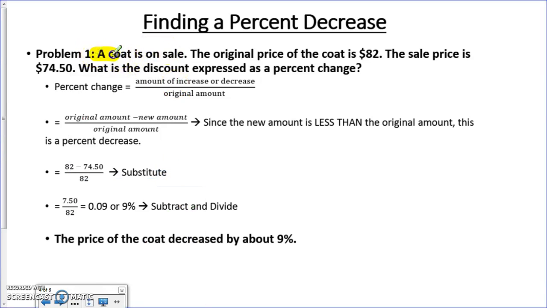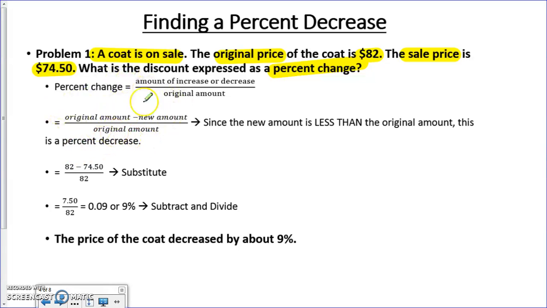So we know that it is on sale. The original price is $82. The sale price is $74.50. We want to know what is the discount expressed as a percent change. So if the coat's on sale, that means that it decreased from the original amount. So therefore, since the new amount is less than the original amount, this is a percent decrease.